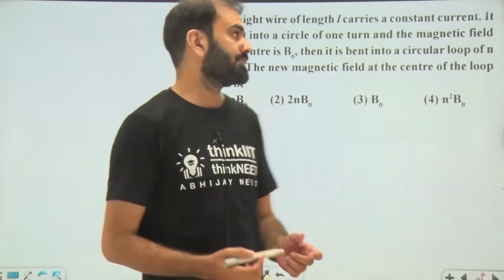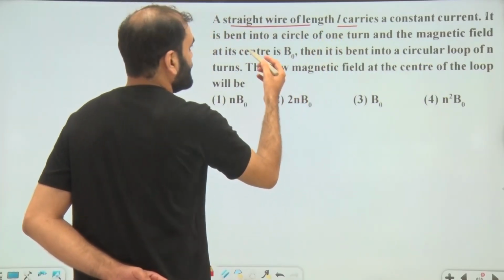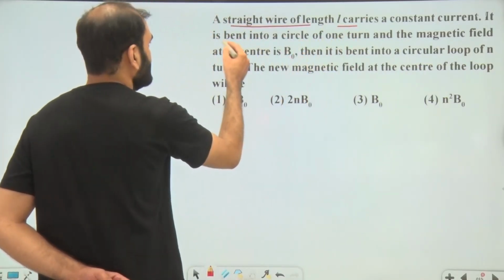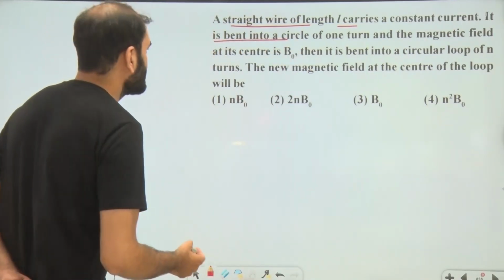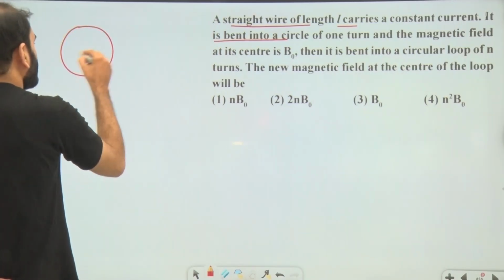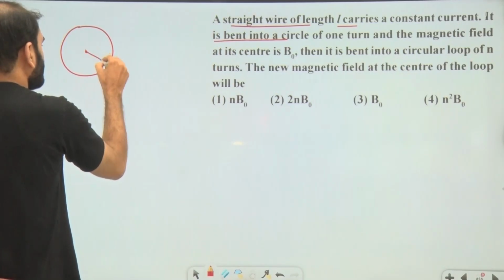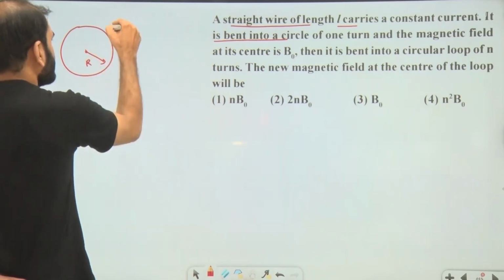Hello student, here is the question: a straight wire of length L carries a constant current. It is bent into a circle of 1 turn and the magnetic field is B naught. So here is the wire and you have formed one circle from that, and its radius is, let's say, r, and length is L.